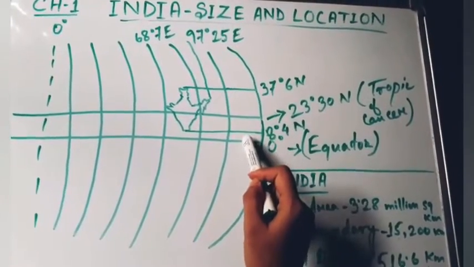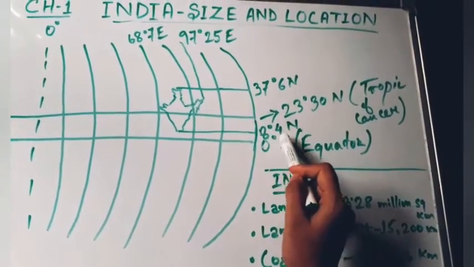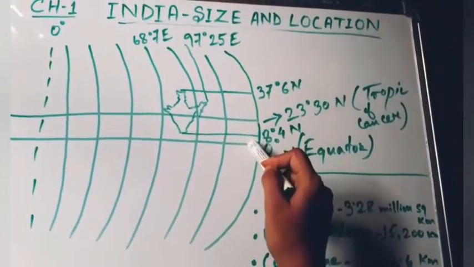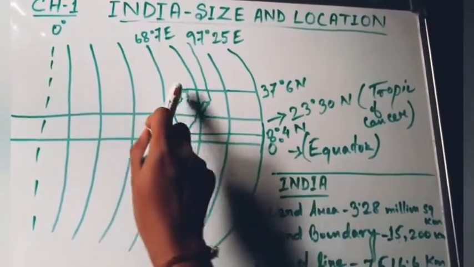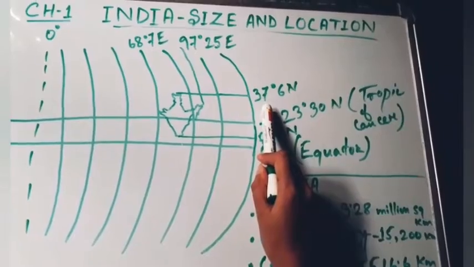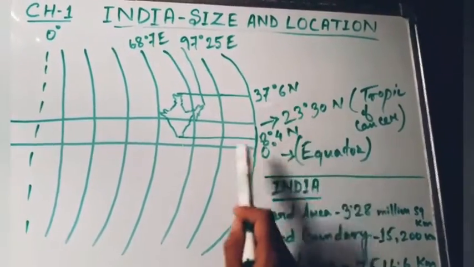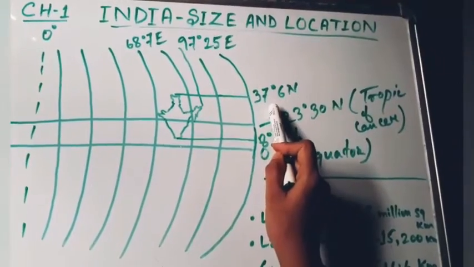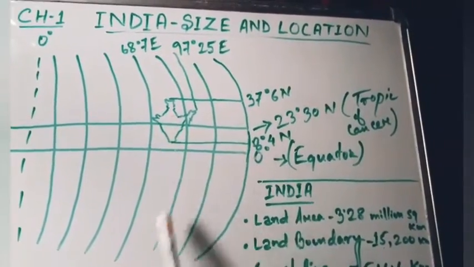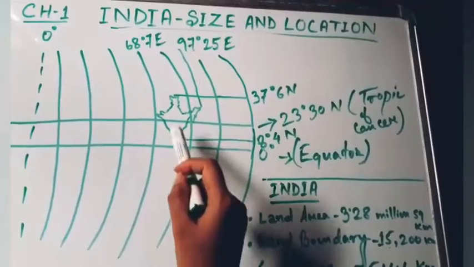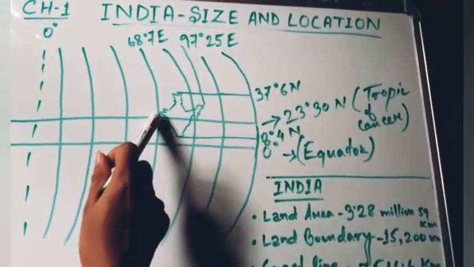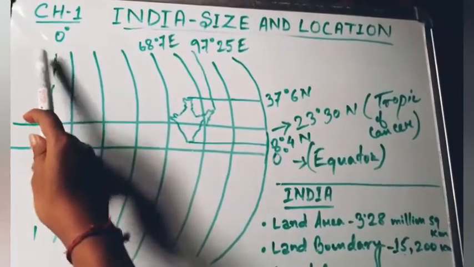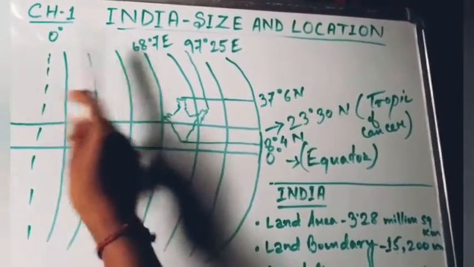If we see in the latitude how it's lying, 8 degree 4 north, as it is the northern hemisphere. So from here up to here it is 37 degree 6 north, from 8 degree 4 north to 37 degree 6 north. And on the longitudes, how is it placed? See from here, as you know, starting from 0 degree, so from here 30, 60, like that it comes.